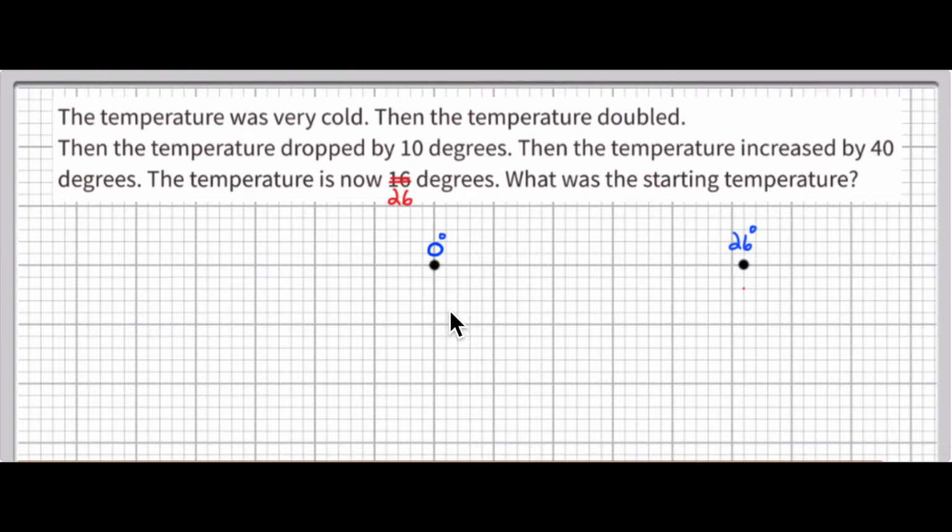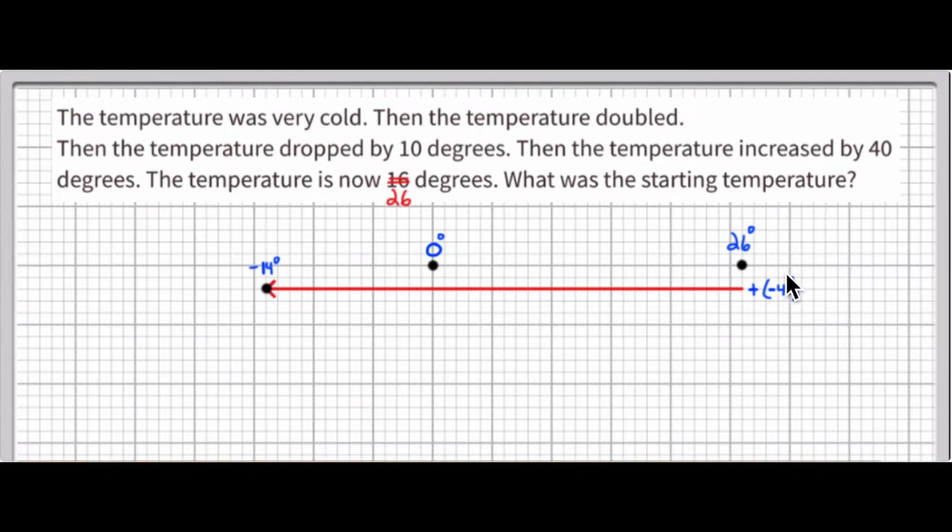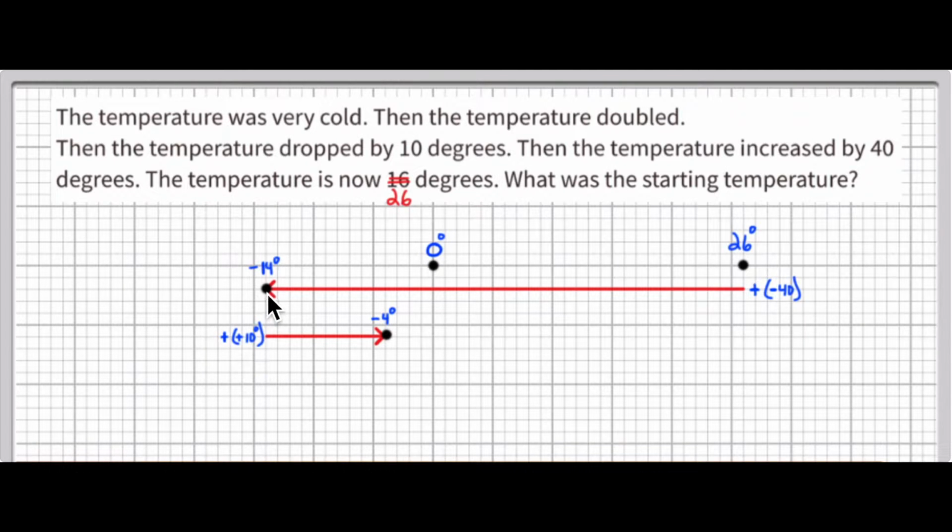So for the temperature problem, if I increase the ending temperature by 10 degrees to 26 degrees, how does that affect the starting temperature? So what was the starting temperature? Remember, the last step was to increase the temperature by 40 degrees. So working backwards, you have to add a negative 40 degrees to get back to where that temperature was. And it was at negative 14 degrees. And then the step before this was to decrease the temperature by 10 degrees. So the temperature dropped by 10 degrees. Well, to get back to the next step, you have to add that 10 degrees back. So negative 14 plus that 10 degrees is equal to negative 4 degrees.